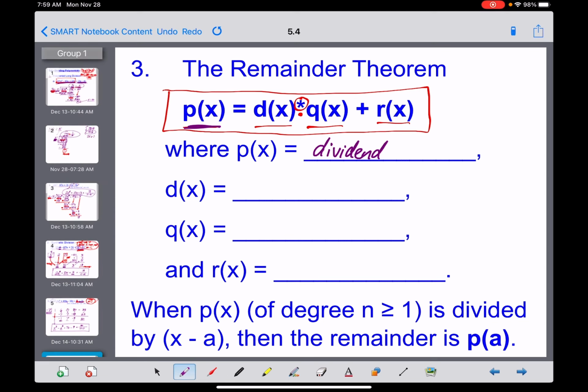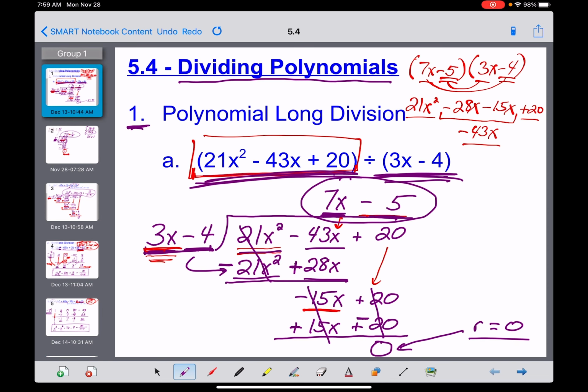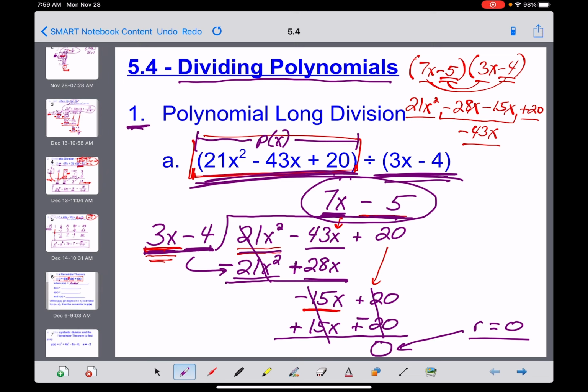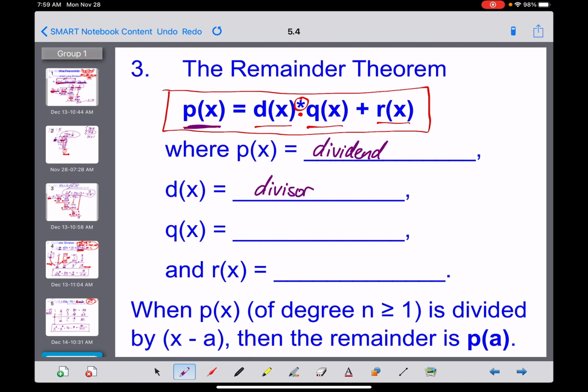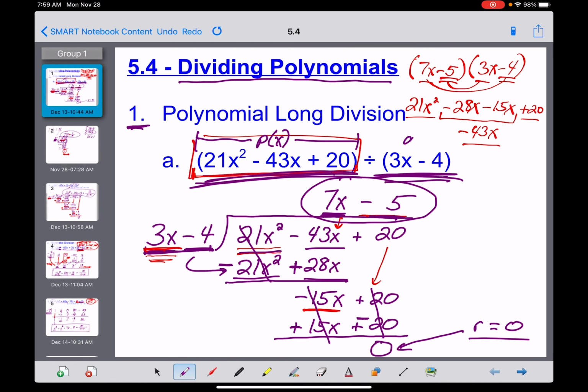So if I go back to the very first example we did, the dividend, P of x, would be this polynomial expression right here. So P of x is all of that we started with. Okay, what's coming next? This tells us that P of x can be broken into the product of d of x multiplied by q of x. Okay, d of x, again, everybody, is the divisor. So the divisor is usually the smaller polynomial that they asked you to divide by. So this is d of x right over here.